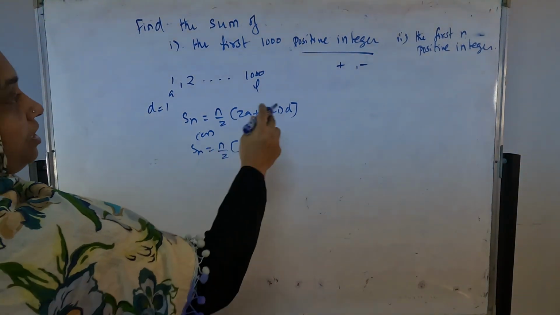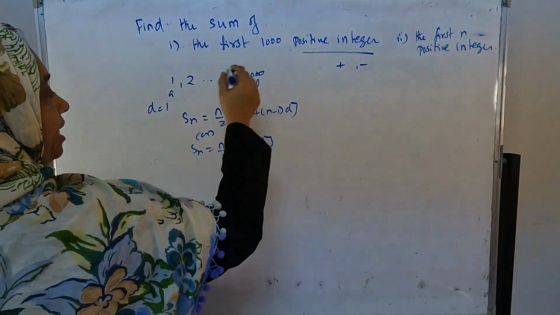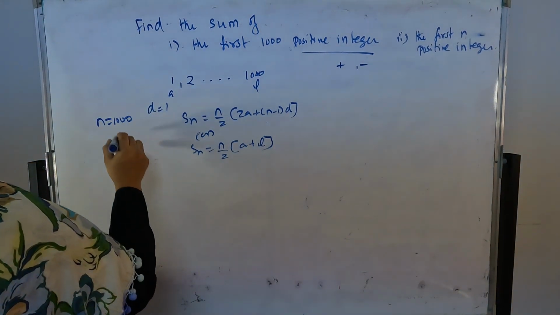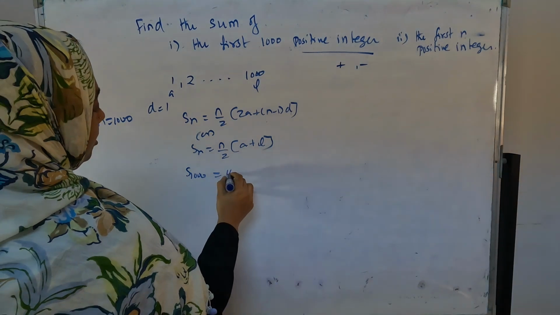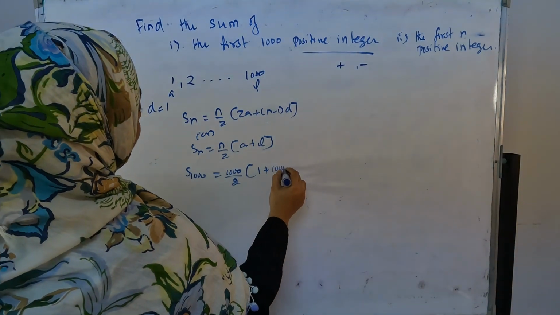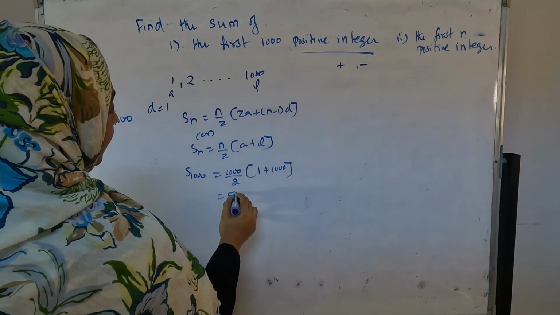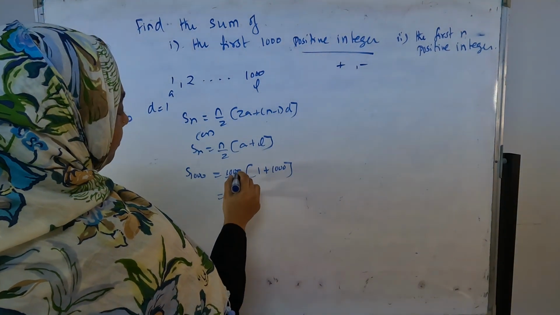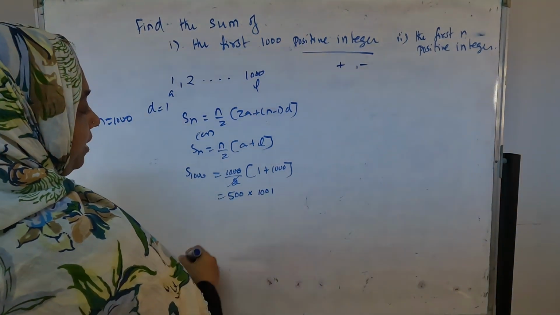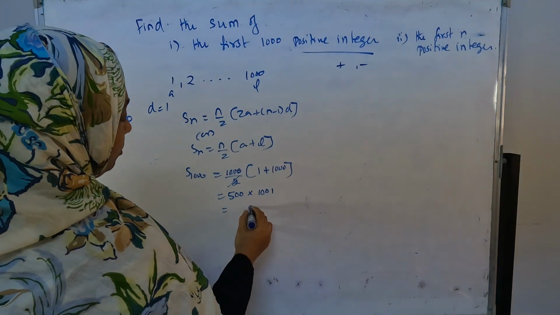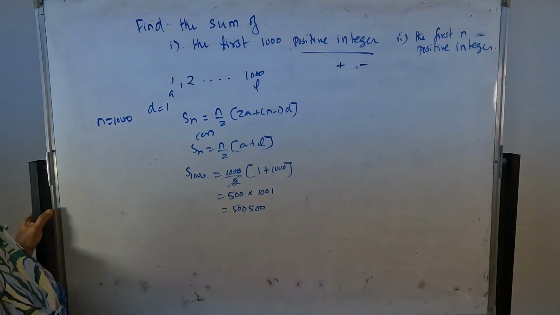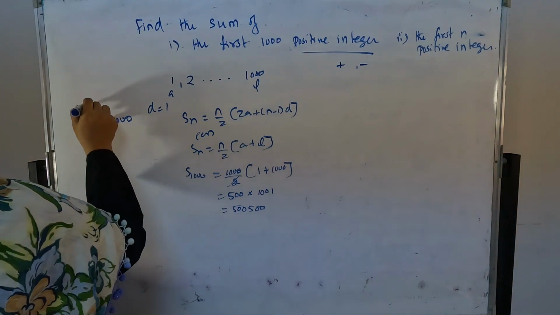So first 1000 positive integers only they are asking. So n also is 1000 only. So 1000 divided by 2, a is 1 plus l is 1000. It is 500 into 1001, that means cancel this one, 500. Then we are multiplying, it will come 500500. This is the sum of the first 1000 positive integers. This is the first division.